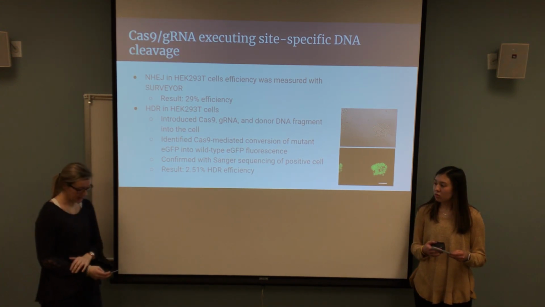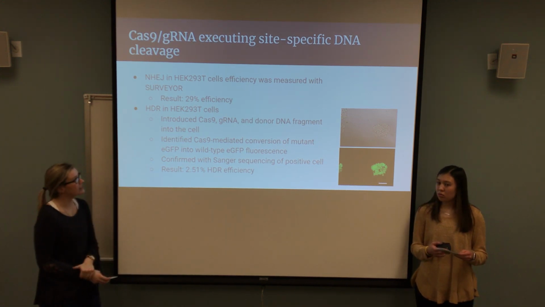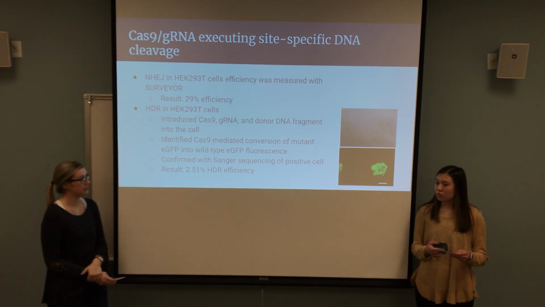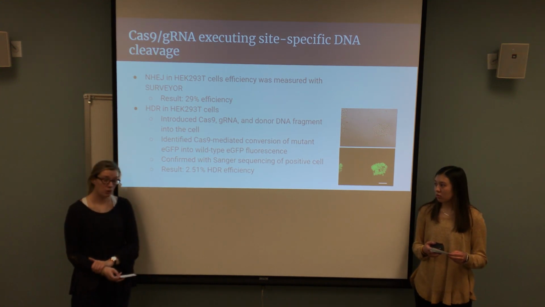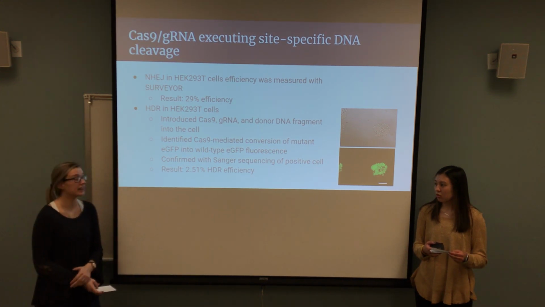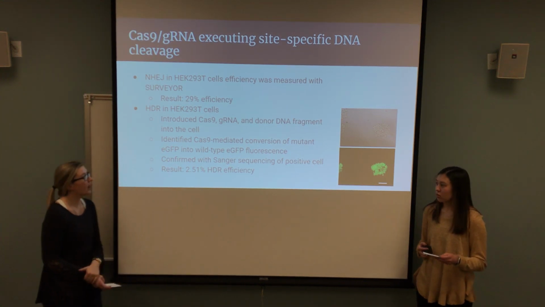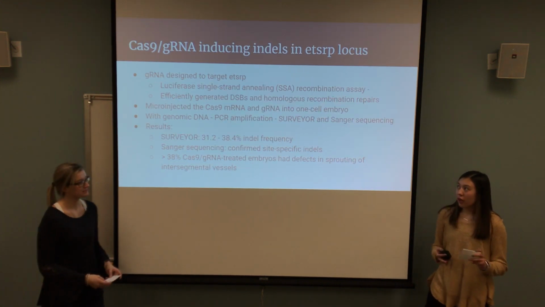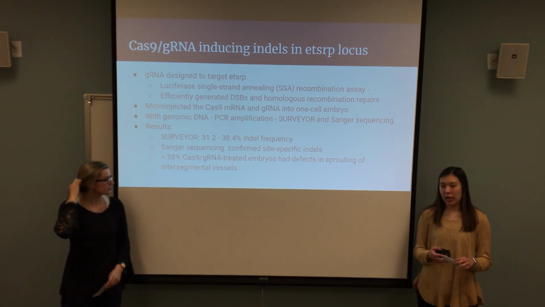Next, they looked at homology-directed repair, also in the human embryonic kidney cells. They introduced the Cas9, gRNA, and donor DNA fragments into the cell. They identified the Cas9-mediated conversion of mutant EGFP into wild-type EGFP fluorescence. They quantified this by counting the EGFP-positive cells through fluorescence-activated cell sorting. They then confirmed this conversion with Sanger sequencing of positive cells, and they found a result of 2.51% homology-directed repair efficiency.